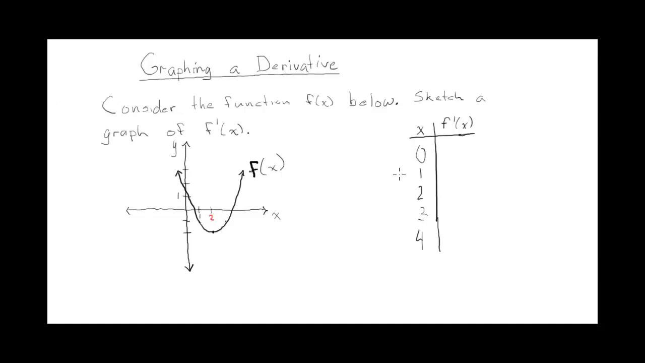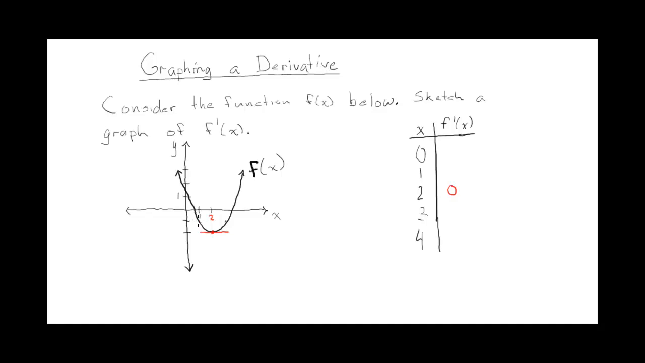The easiest point to actually figure out for this example is 2, because 2 is the minimum. So what's the slope of the tangent at 2? Well, if I were to draw the tangent, we should be able to see, because it's a minimum, the slope of the tangent is 0. Now at the other points, I'm more or less going to be estimating.